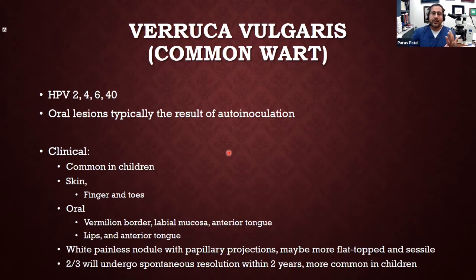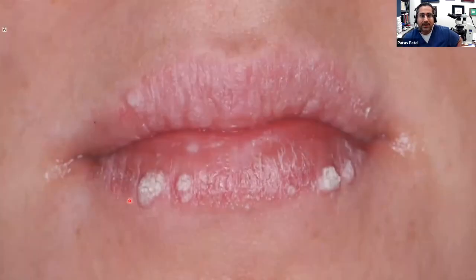In the oral cavity, the vermilion border, the labial mucosa, and the anterior tongue, on occasion the anterior gingiva, the areas where you're exposed to it whenever you bite into it. They typically present as white painless nodules, not often as pebbly or papillary on their surface. A lot of times they'll be a little bit more flat topped. Two-thirds will undergo spontaneous resolution within 2 years. More often than not, these are treated by a dermatologist or another provider, oftentimes with salicylic acid on the skin to chemically cauterize and burn that lesion away. So here's some in the oral cavity, and these can be excised clinically, and that's typically going to be curative for these patients.